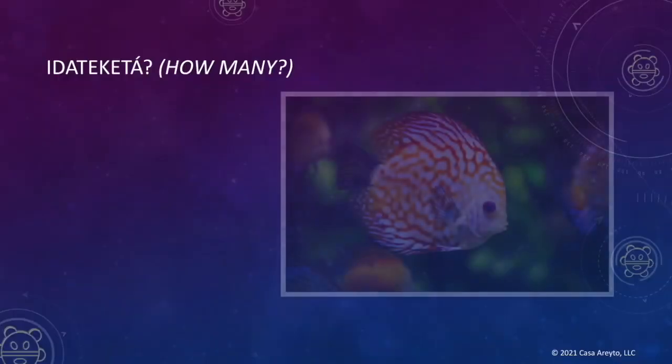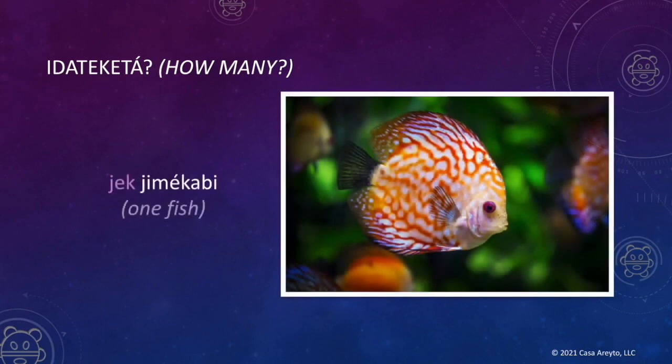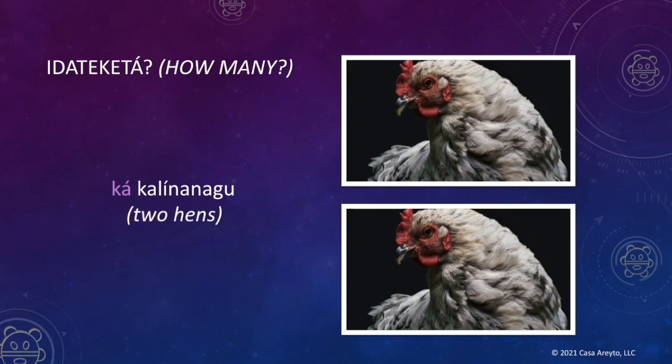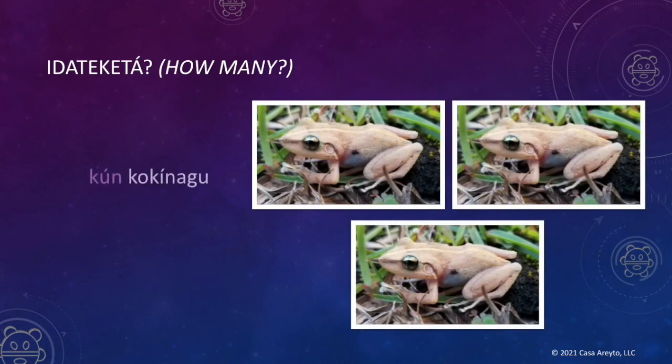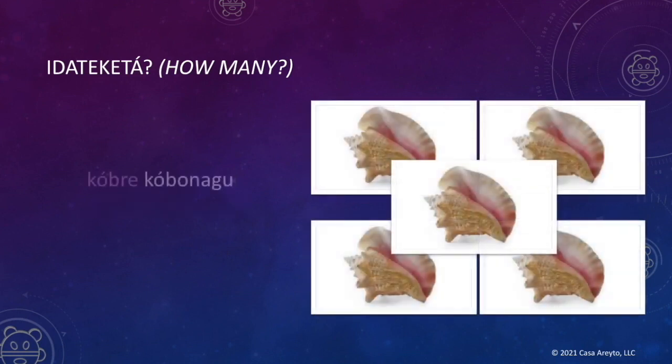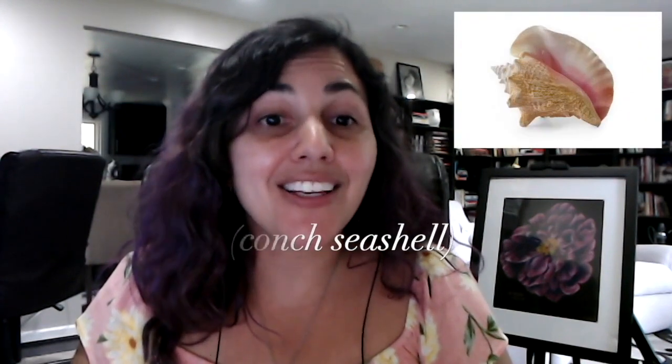Along the way, we're going to practice the numbers and learn new animal names too to add to your vocabulary. So let's get started. Ida tequeta, how many? Hek hime gabi, 1 fish. Ida tequeta, how many? Ka kalina nagu, 2 hens. Ida tequeta, how many? Kun coqui nagu, 3 coqui frogs. Ida tequeta, how many? Kobix korinagu, 4 guinea pigs. Ida tequeta, how many? Cobre kobonagu, 5 seashells. On some islands, kobo was used to refer specifically to the conch seashell that you see on the screen.